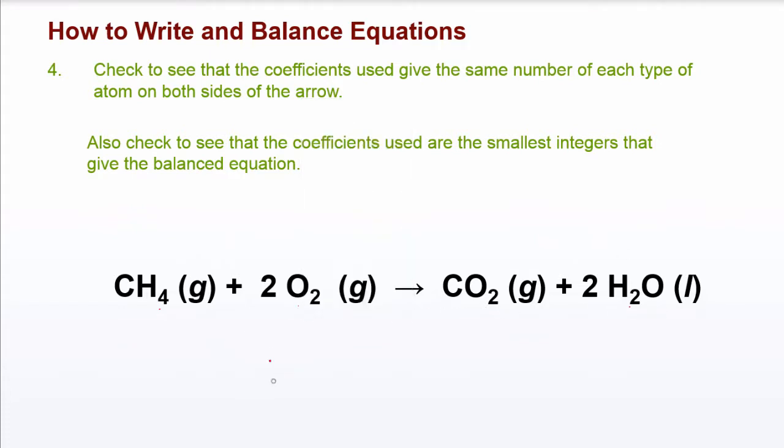So again, I'm balanced. And then check that our coefficients are in the smallest integers, so the lowest terms. So we've got unwritten 1 here, we've got 2, 1, and 2. We can't go any lower than that, so those are the smallest integers. So that's the balanced equation.